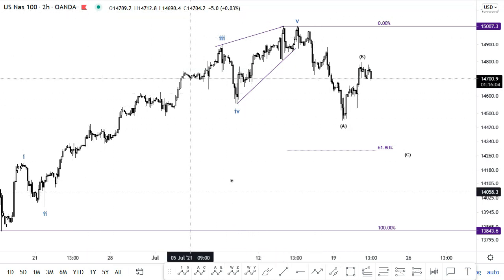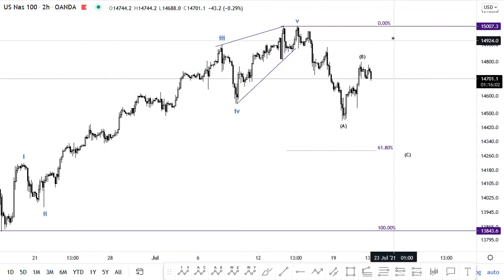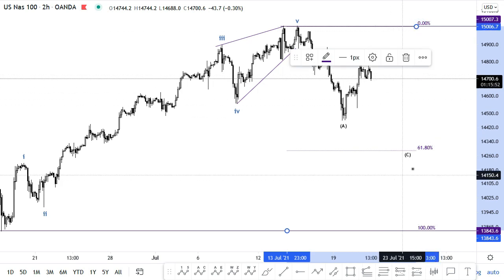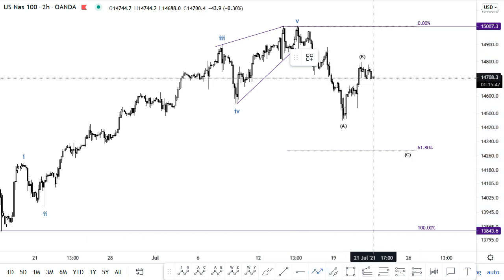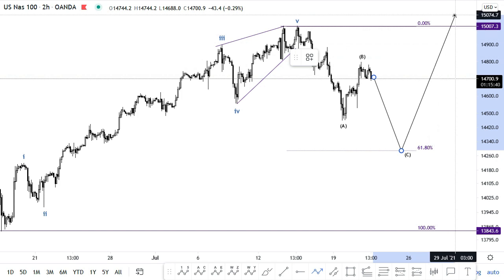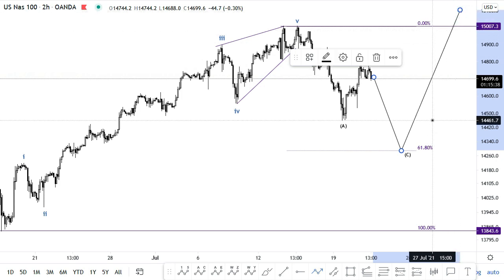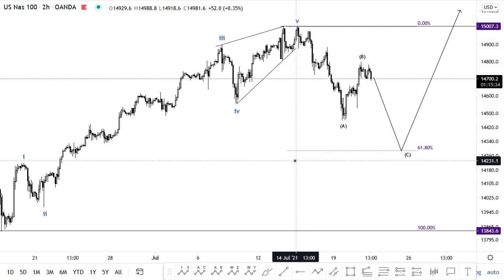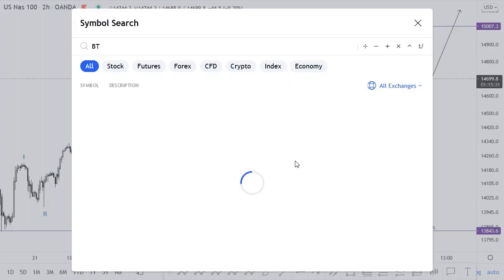As we've said before, we expect price to correct to a significant Fibonacci level. 61.8 is our first target, and 78.6 is our second target. We expect price to find support here and then push back up. So yeah, that's it for Nasdaq. I think we can go to Bitcoin.